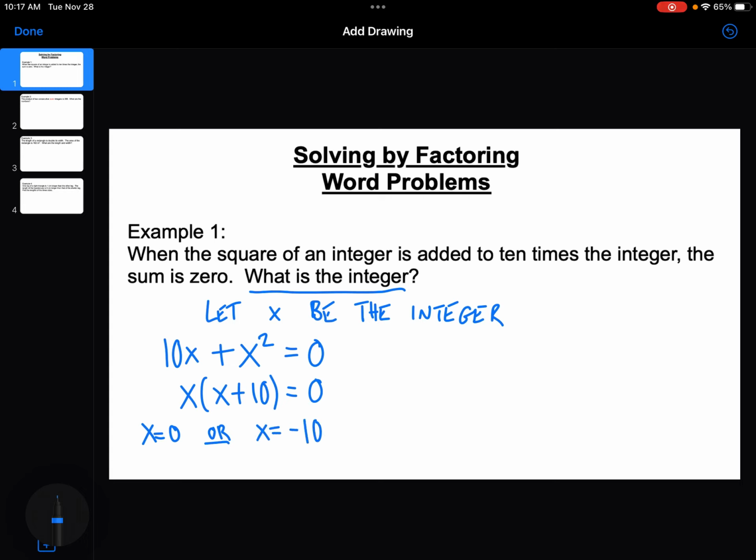So then if I go back and check, well, 0 squared is 0, 10 times 0 is 0, so that one works. And negative 10, if I look in this equation, which we factored correctly, it would be negative 10 times 0. So we know both of those work. Therefore, the integer is 0 or negative 10. Okay, it can have two possible solutions there.